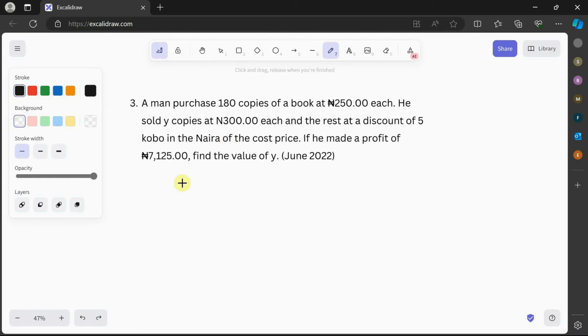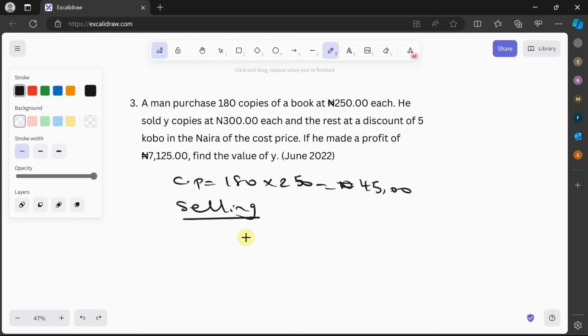So we know that we can find the cost price from this. That will be 180 times 250, and if you press that in your calculator, what would that give you? That will give you 45,000 naira. So for the selling, it sold Y at 300 naira.